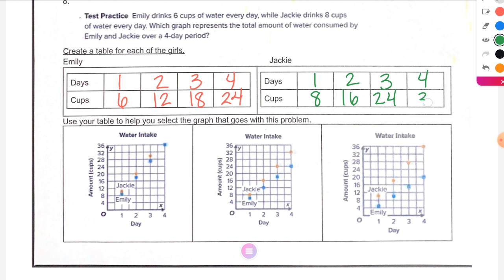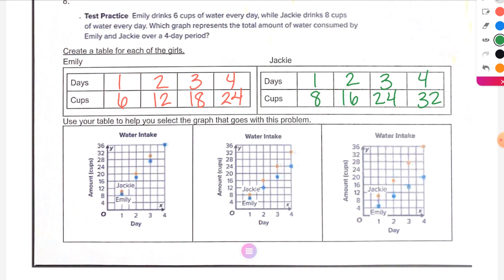Okay, good job. Now it said use your table to help you select the graph that goes with this problem. Pretend you're graphing it. And how did they do their key? Theirs is slightly different. I know yours was black and white, so it's a little bit harder. They put their names kind of in the middle of the graph. Do you see how that's kind of confusing? That's why we do it out to the side.